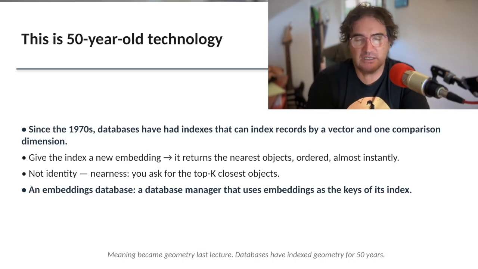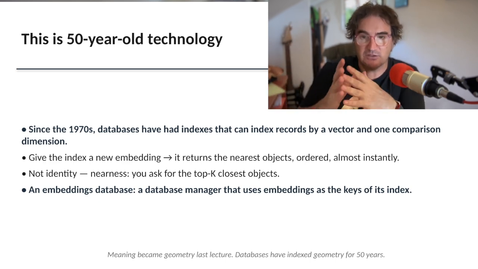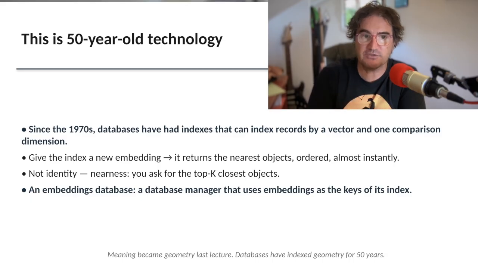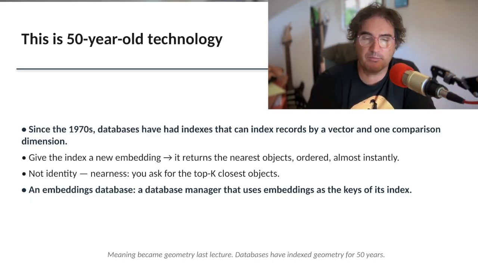It's not a primary key because we're not going to find the identity here, but the idea is that we make a query and we get a number. We will call it K, the top K, the K number of closest objects to the embeddings that we provided.